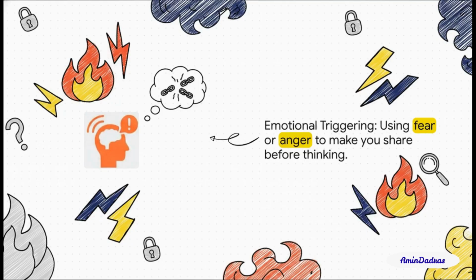Any content that makes you feel really angry or scared or just outraged, it's designed to bypass the logical part of your brain. It wants you to react first and share before you even have a second to think. So if a headline makes your blood boil, that's your signal to stop and pause.